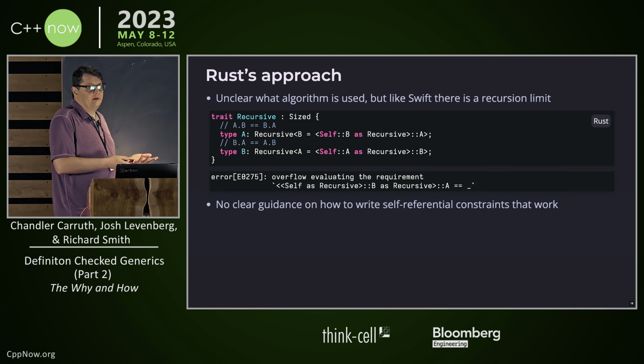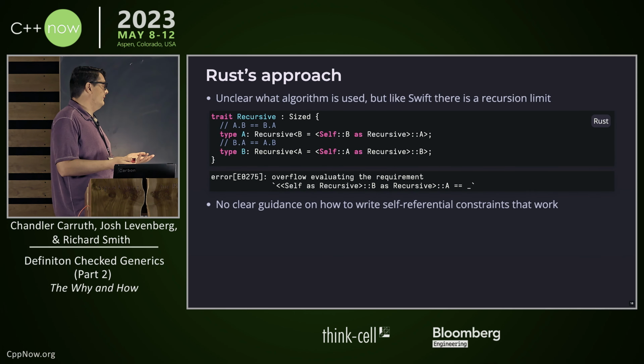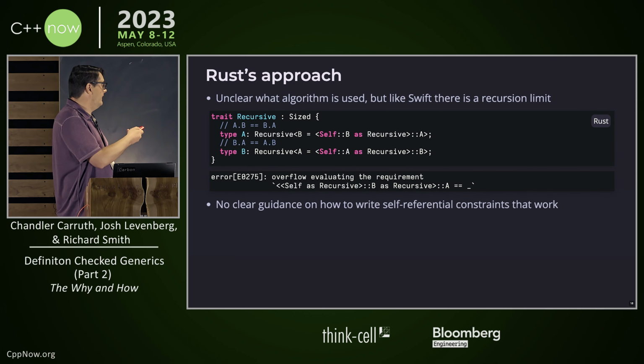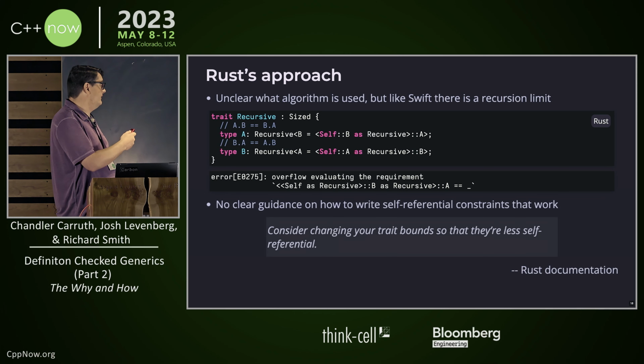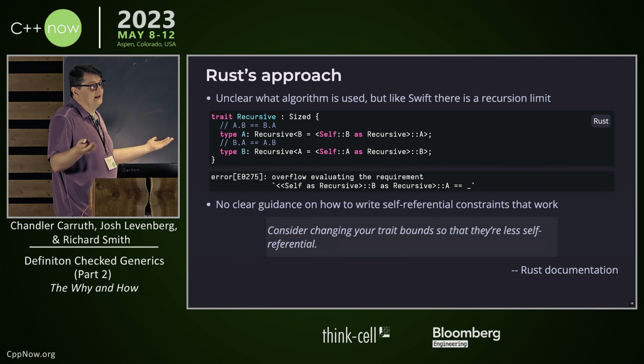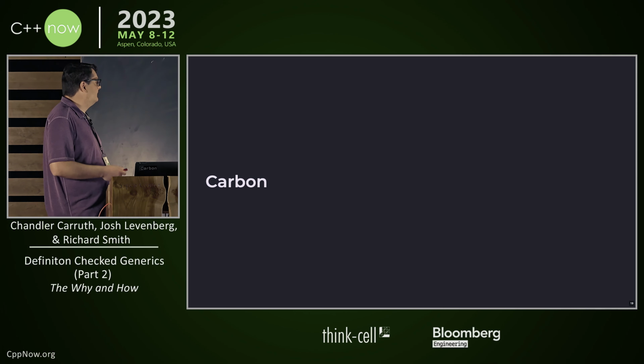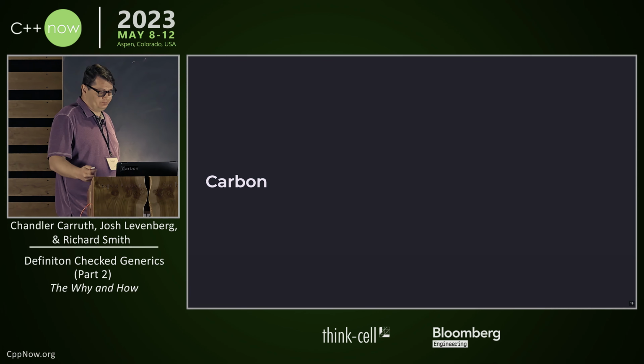And so there's no guidance in Rust on how you write self-referential constraints that are actually going to work. What the Rust guide says about this error E0275 is: consider changing your trait bounds so they're less self-referential. Not super useful. Okay, so what do we do in Carbon?